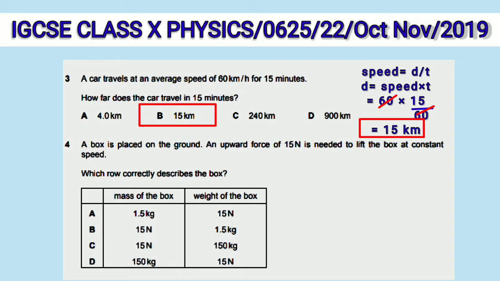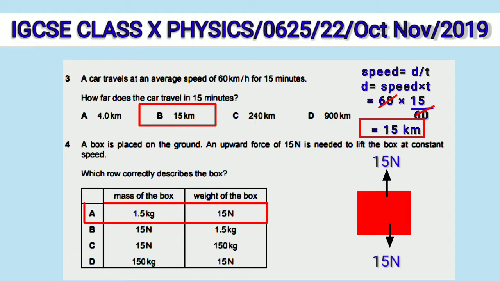Fourth question. A box is placed on the ground. An upward force of 15 Newton is needed to lift the box at constant speed. Which row correctly describes the box? Since the box is lifted at a constant speed, upward force and downward force are balanced. Upward force is 15 newtons and downward force is the weight of the box, which will also be 15 newtons. If we take the value of g as 10, the mass of the box will be 1.5 kg. And option A is the correct answer.